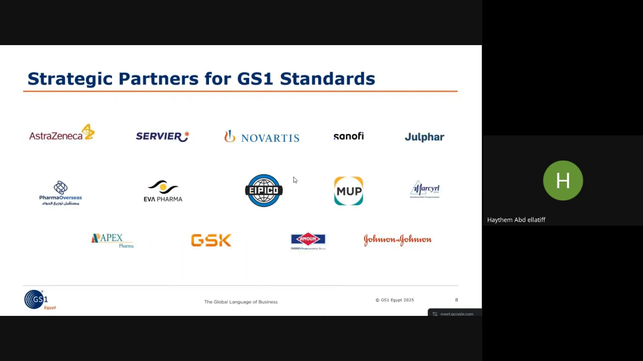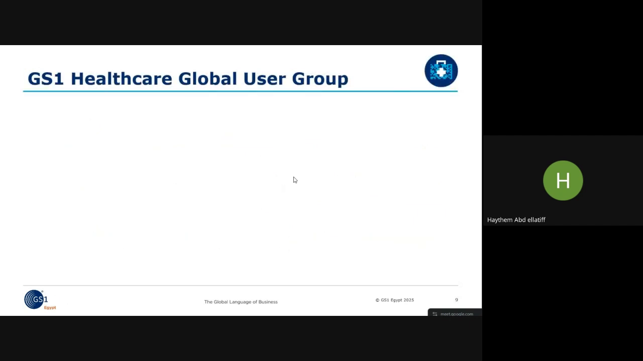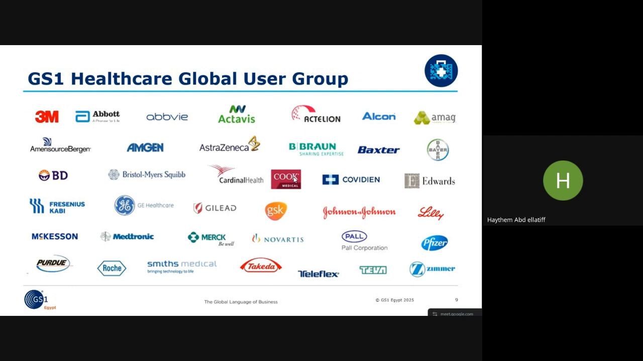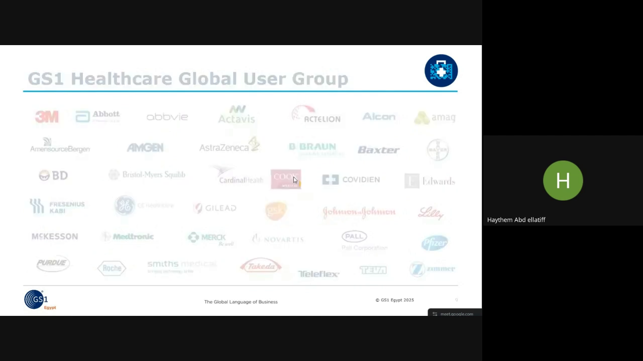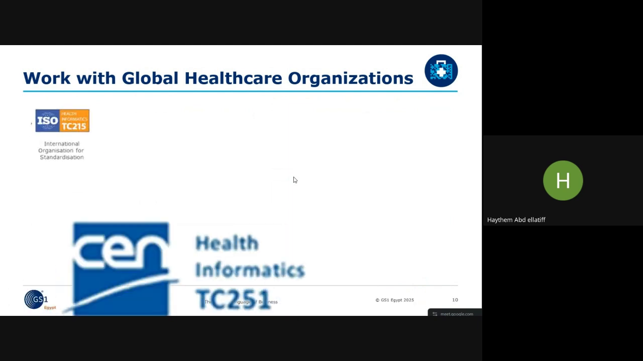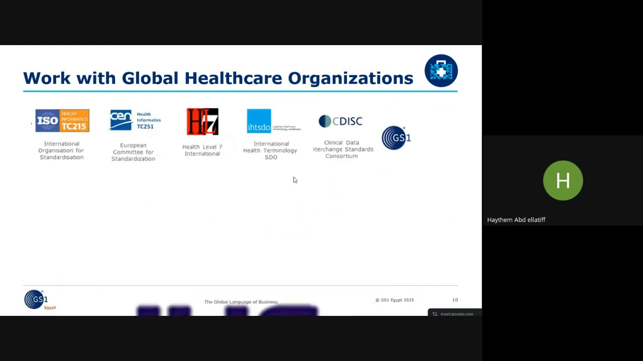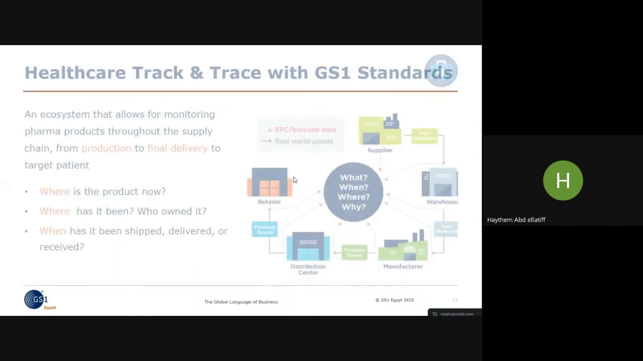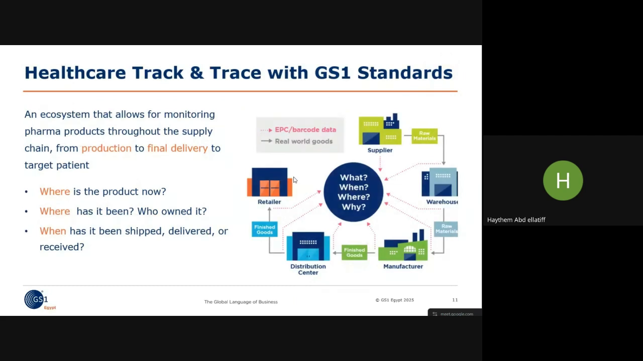And this is our strategic partner for GS1 standards in Egypt, and also the GS1 Healthcare User Group. It's made up of leaders from the pharmaceutical and medical device companies in the world. And we have also worked with the global healthcare organizations, ISO, WHO, and all other global healthcare organizations.